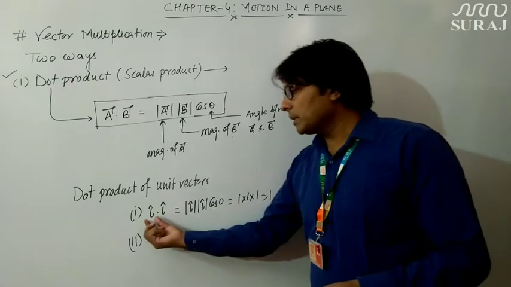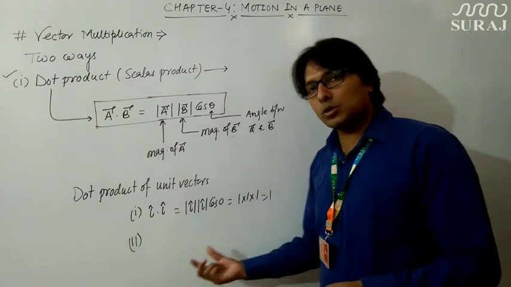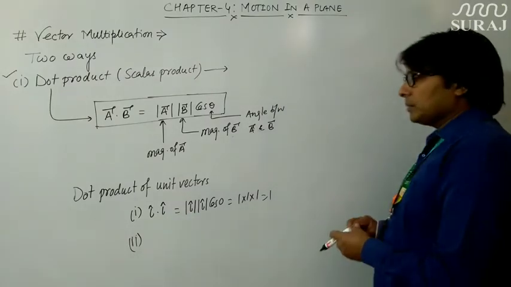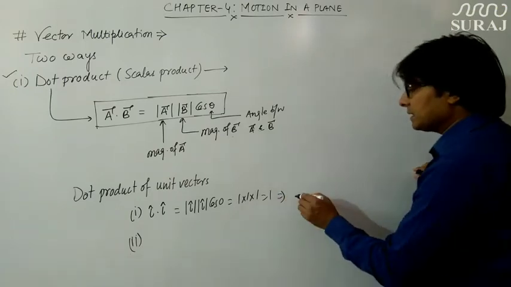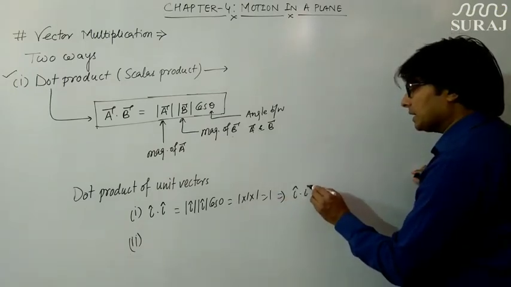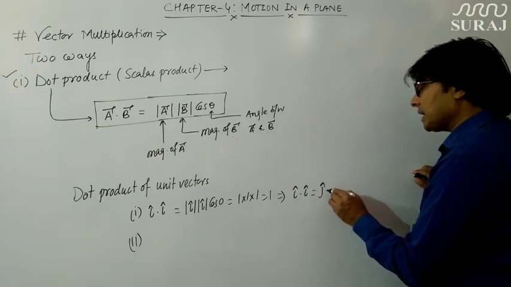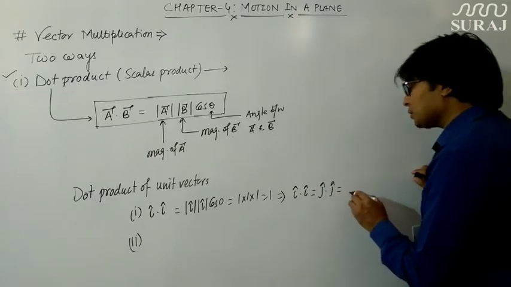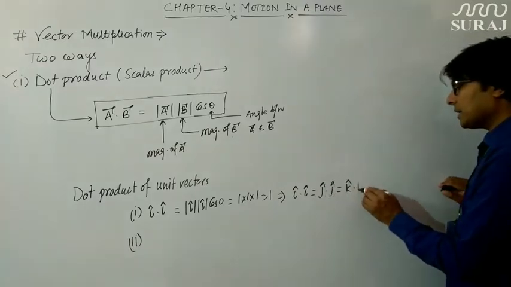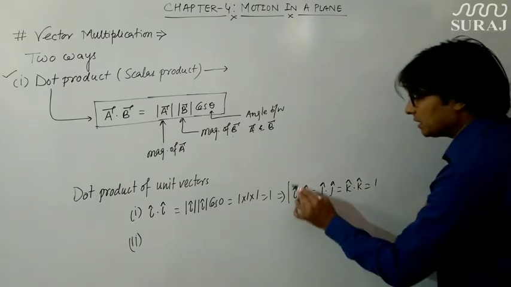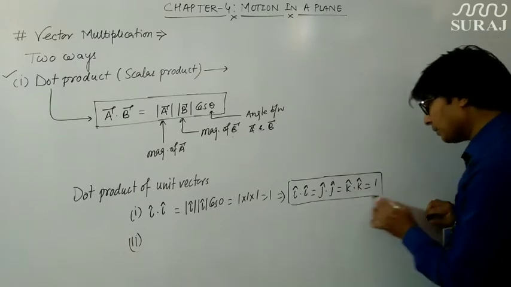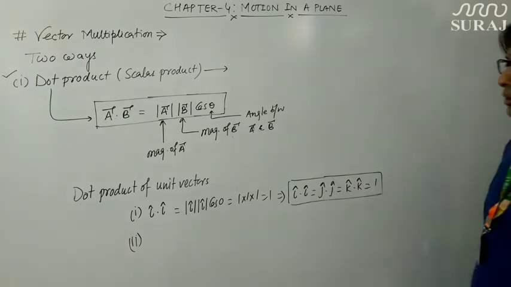Or similarly k cap dot k cap, you can also write down 1. So I am writing down here as a standard result, i cap dot i cap is equal to j cap dot j cap is equal to k cap dot k cap is always going to be 1. So this result you must remember, it will be utilized while solving the numericals.